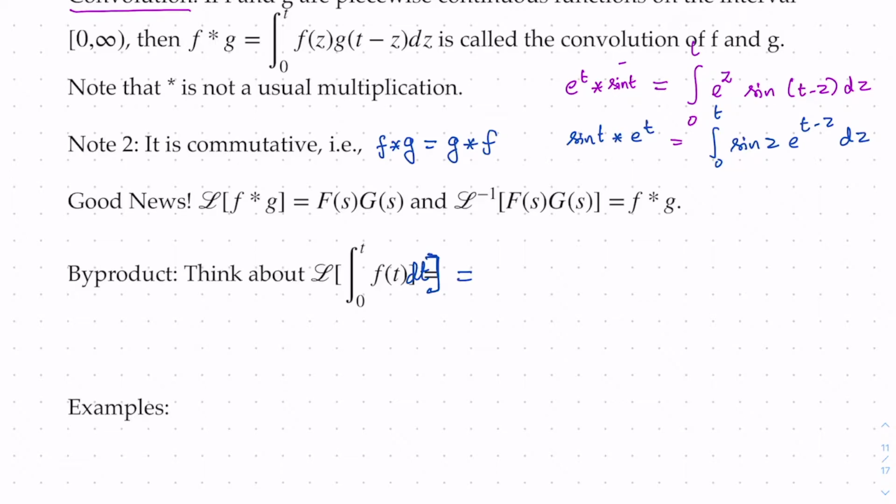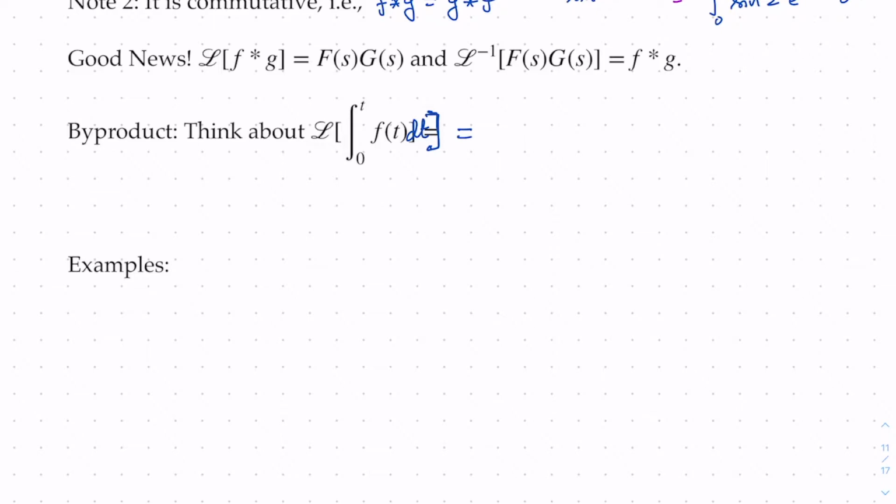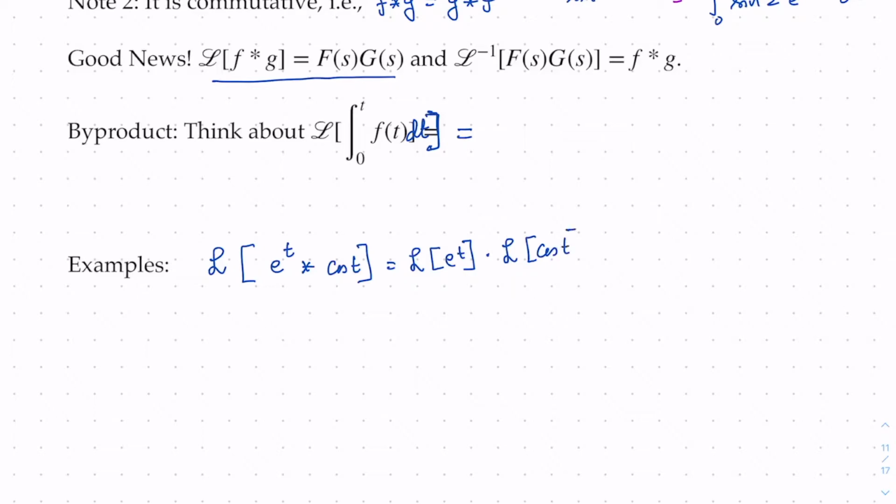Now let's take a look at some examples of this convolution. So what is this convolution? Let me give you a simple example. Suppose I ask you, what is the Laplace transform of e to the t convoluted with cosine t? Then this formula says this is the same as the Laplace of e to the t, not convolution, a regular multiplication, with the Laplace of cosine t, which we all know, that's in the standard formulas.